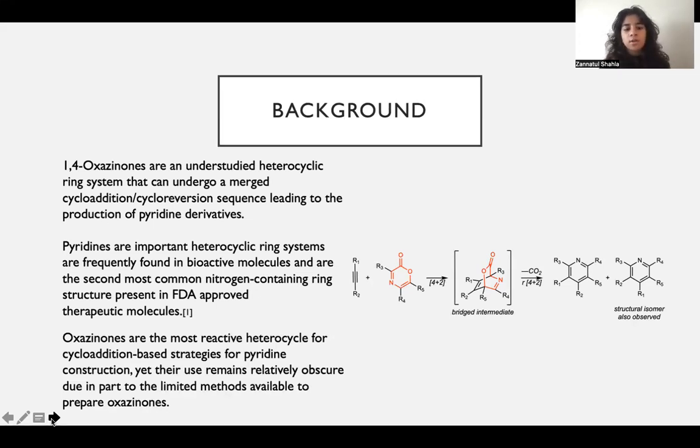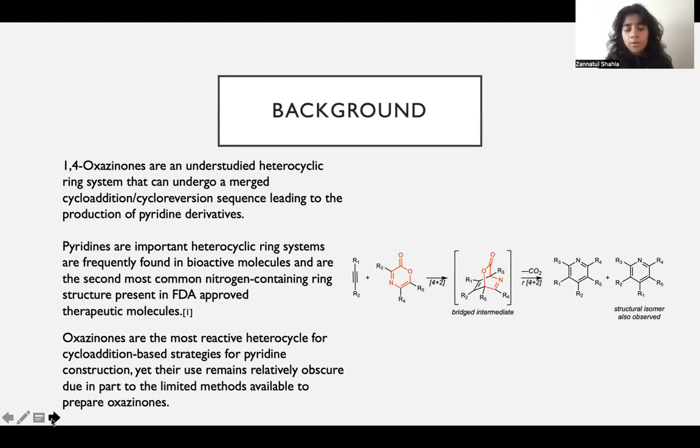Oxazenones are the most reactive heterocycle for cycloaddition-based strategies to get to pyridines. However, the understanding of oxazenones is limited, and in the literature right now, simply not enough reaction pathways have been studied to get to pyridines.